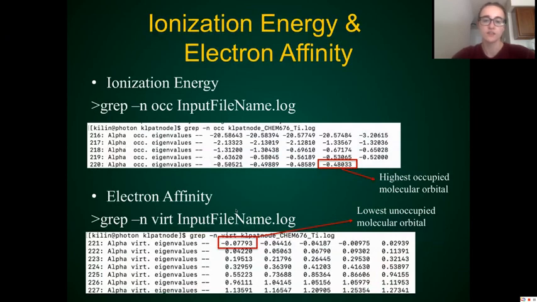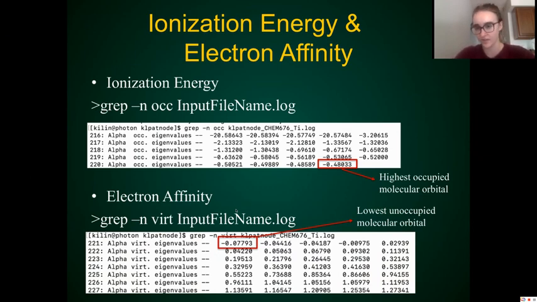is going to look at how to extract ionization and electron affinity. And this is done with the same grep command, which is again searching for a specific word. And then here we have either occ or virtual. So the occ is short for occupied, which is where we'll get the HOMO value. And then the virtual is going to be our LUMO value, which is our electron affinity.